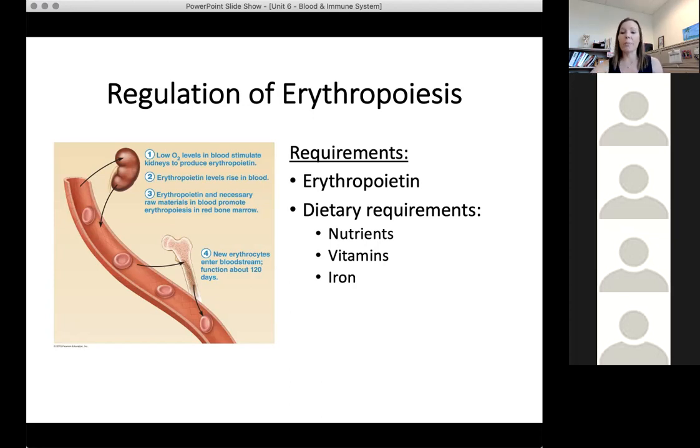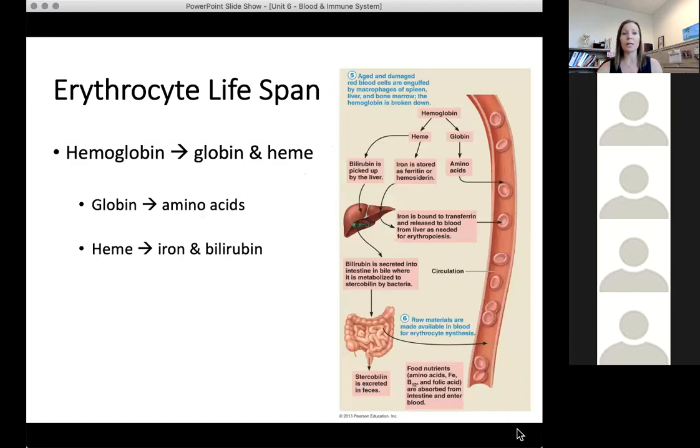Remember, again, one of the main components of red blood cells is hemoglobin. So that gets broken down into heme and globin. Heme is the iron group and globin is the protein. So then you can further break those things down. The globin, which is a protein, can be broken down into individual amino acids. And those can just be reused to make new proteins.